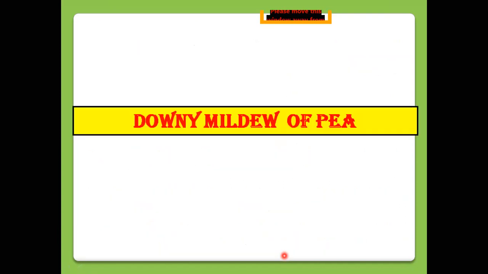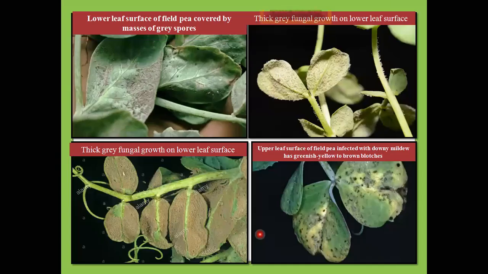And the last one is downy mildew disease of pea. This is a major and most devastating disease seen in the pea plant also. In this case, the infection of the pathogen starts as small chlorotic spots seen on the lower side of the leaf when the plants are at the 4 to 5 leaf stage. This infection is generally seen at the seedling stage of the pea.